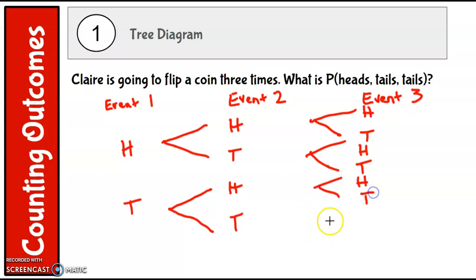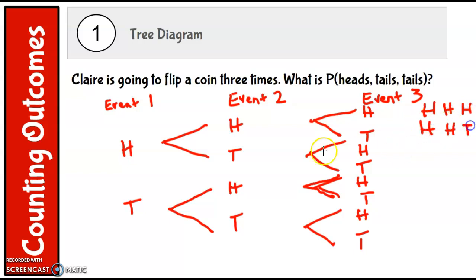And I didn't do a great job of spacing this out, but this goes with this heads and this goes with this tails. So we have a possibility of heads, heads, heads, heads, heads, tails, heads, tails, heads. And you have to follow each branch, make sure you're following each branch, heads, tails, tails, to get all the different possible outcomes.